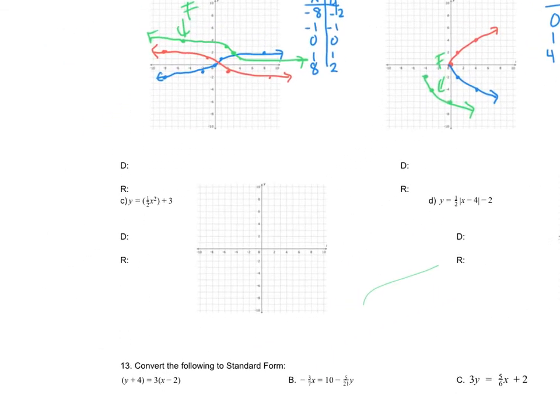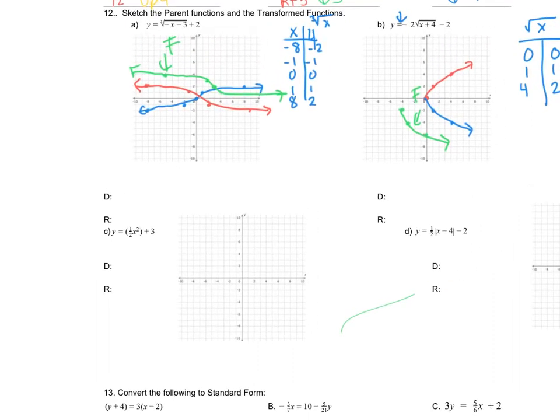All right, so for this guy, my domain and range: negative infinity to positive infinity, negative infinity to positive infinity for that guy. This one, my domain is from -4 to infinity. My range is negative infinity to -2.